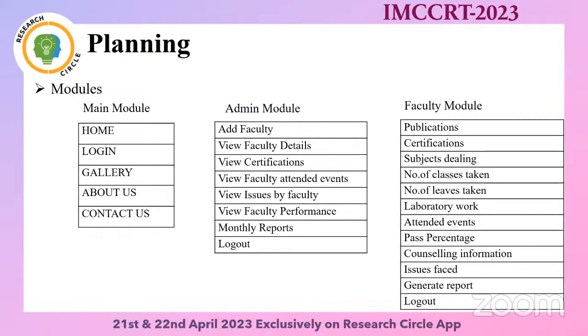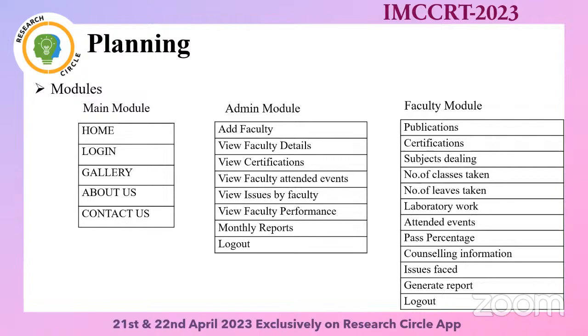This is the brief module. In the main module, there is a home, which will describe what the system will do and the working functionalities of the system. And the login, there are two logins. One is for the admin module, and another one is for the faculty module. The gallery will contain all the faculty's achievements, a gallery of pictures. It will show all of the faculties. About us means who the developer is. If you have any issues with the login credential, this will connect to the main admin module.